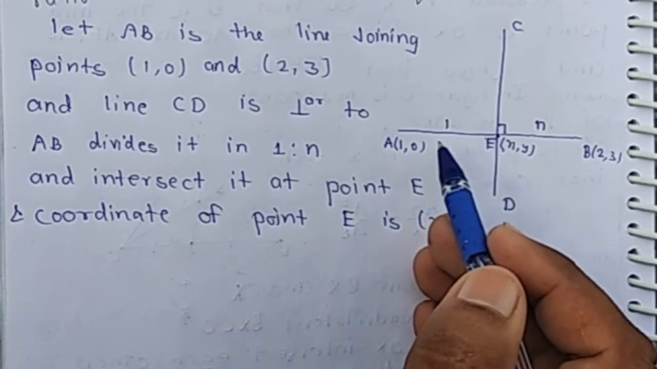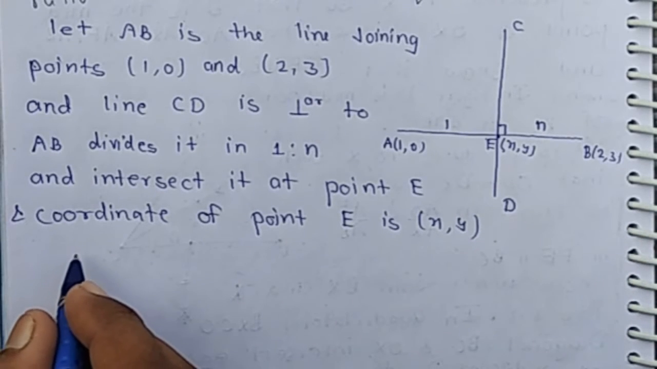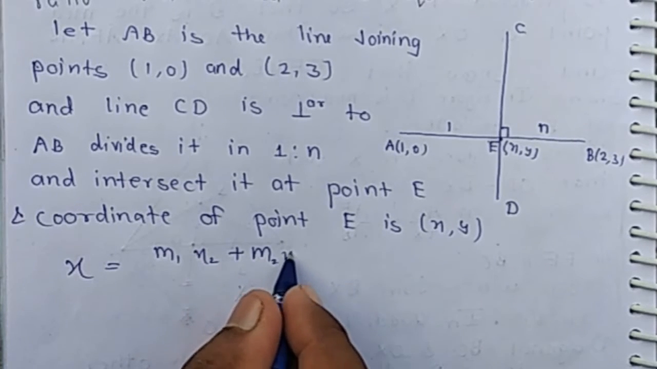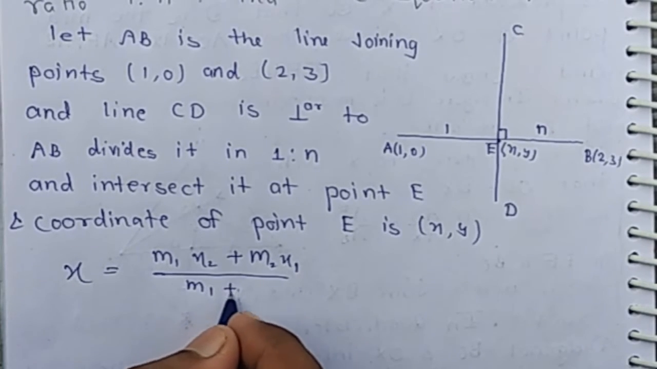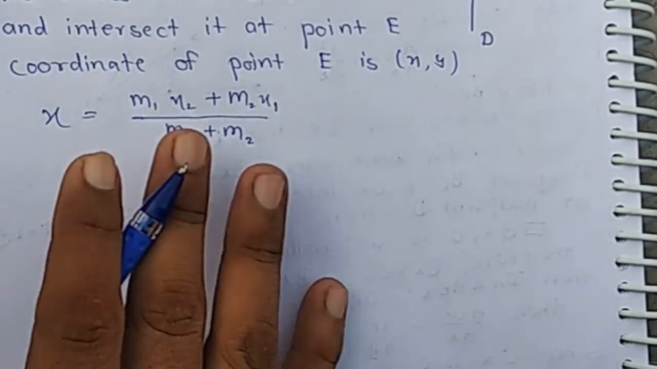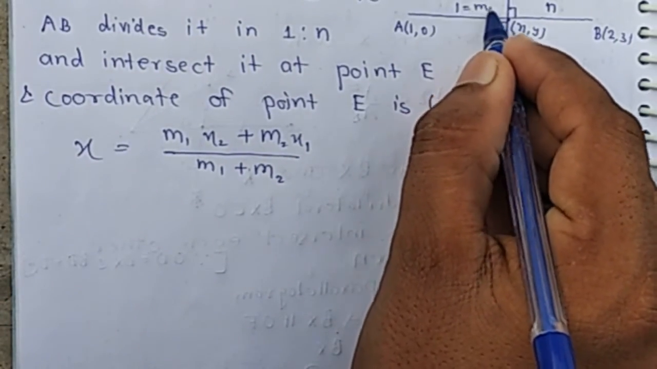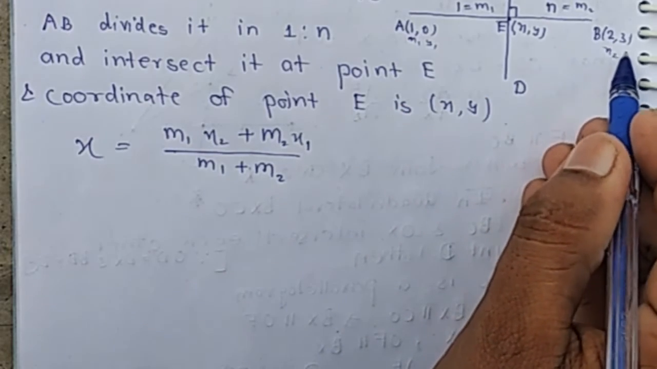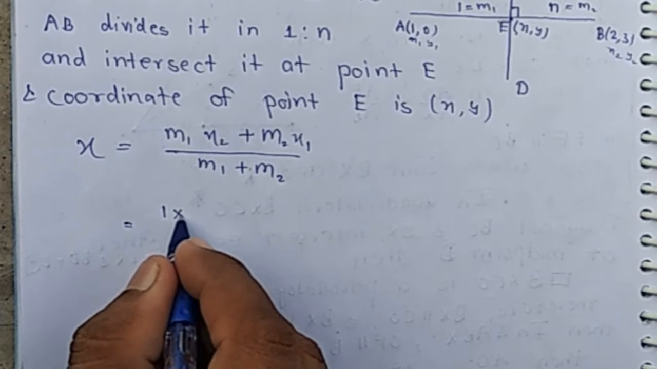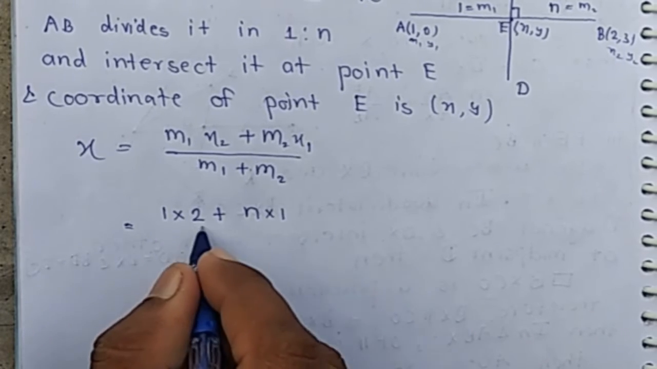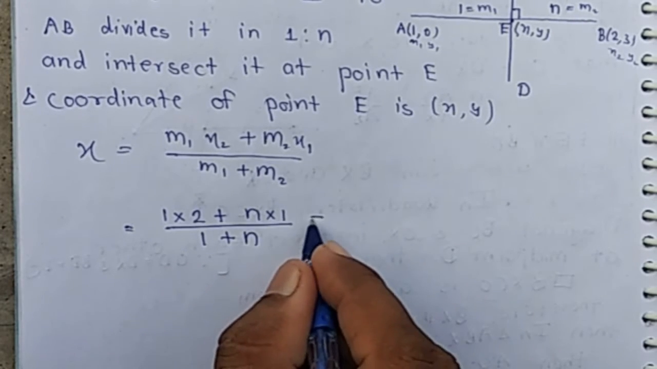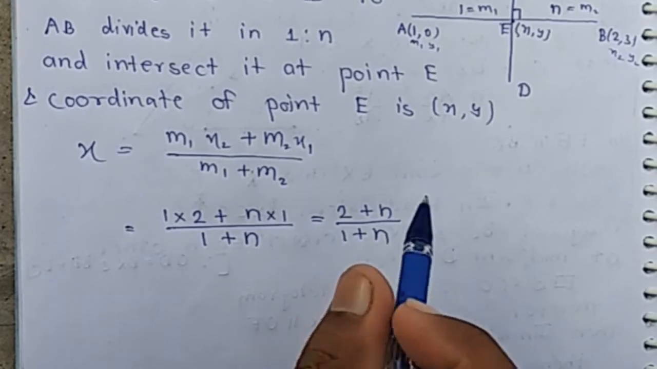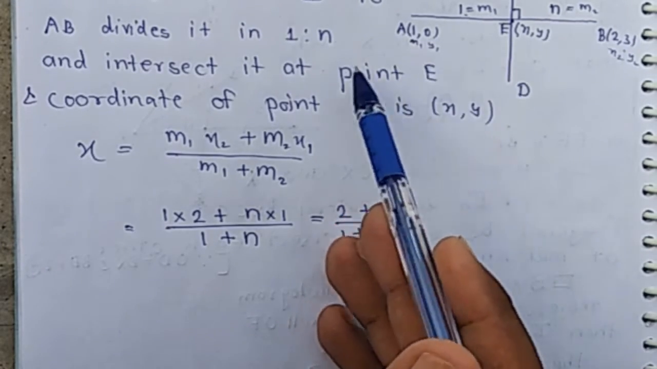Since this point divides the line segment AB in 1:n internally, then by the internal division formula x equals (m1 x2 plus m2 x1) by (m1 plus m2). Here m1 is 1 and m2 is n, and these are points (x1, y1) and (x2, y2). Then x equals (m1 x2 plus m2 x1) by (m1 plus m2), which gives (2 plus n) by (1 plus n).